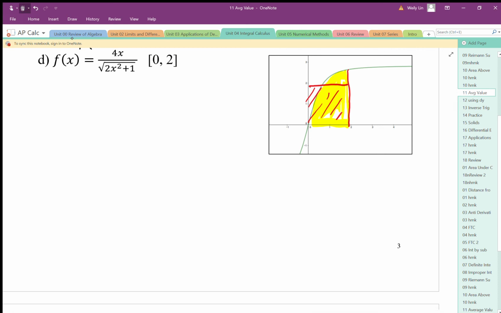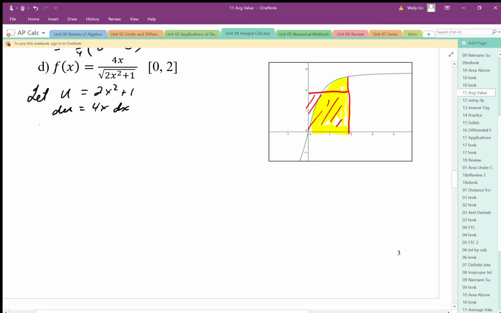So again, let's do substitution. Let u equal 2x squared plus 1. du is equal to 4x dx. That's going to take care of my integral. So I'm going to end up with du over square root of u, and I'm going to integrate this from x equals 0 to x equals 2. My interval width is going to be 2. So there's my average value expression.